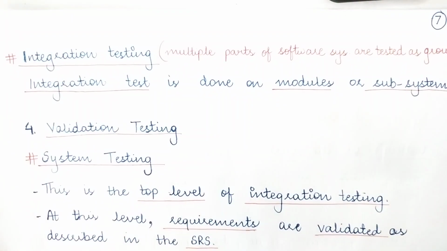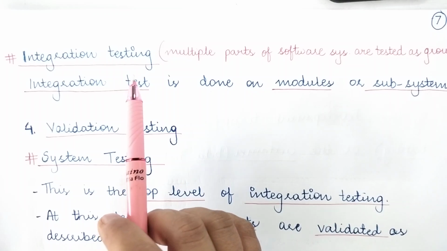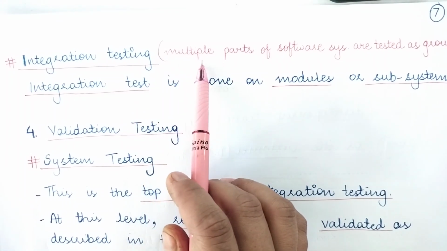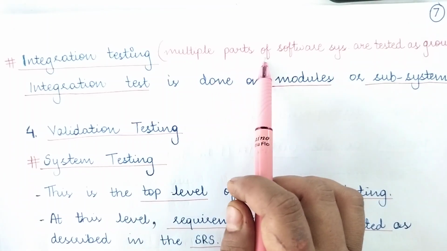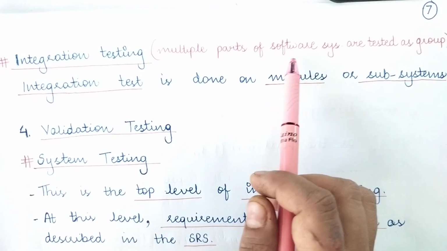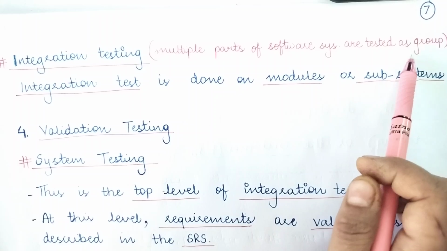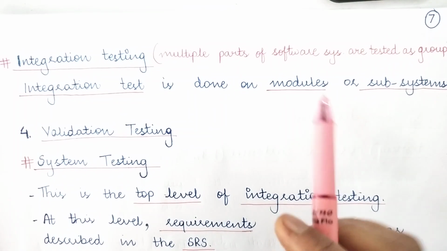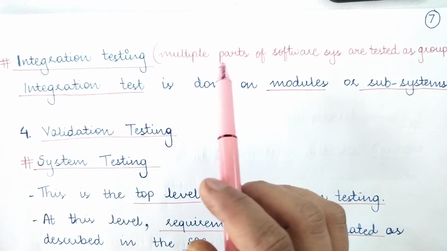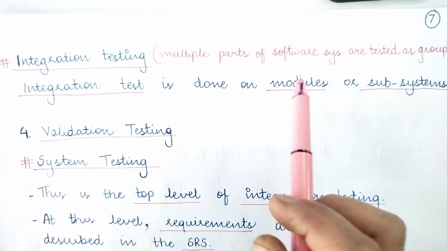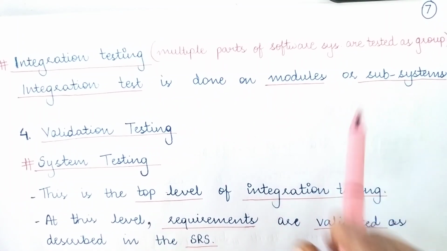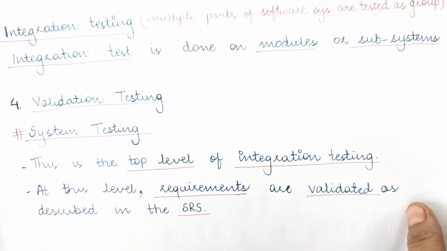Then within your verification testing, after unit testing, you have integration testing. When I say integration testing, that means you are integrating everything. Multiple parts of the software system, that is multiple components or modules, are tested as a group. In unit testing, you test the modules individually, but in integration testing you collectively test all these modules as a group. So, integration testing is done collectively on modules or subsystems.